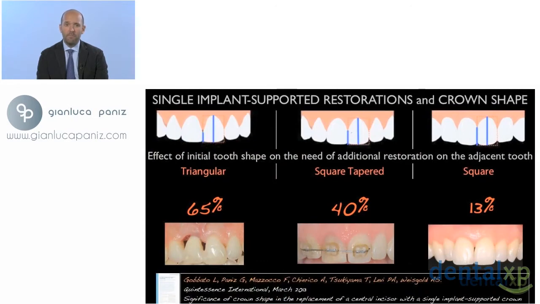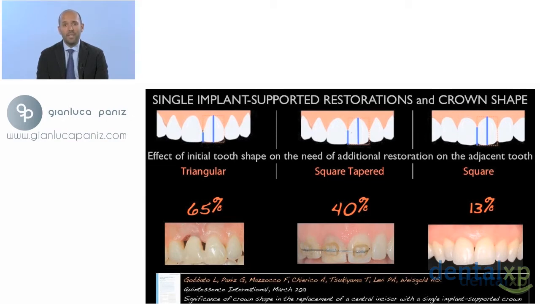And as you can see, we published a few months ago an interesting paper in the Quintessence International journal, in which we analyzed single implant-supported restorations on central incisors in relation to the crown shape of the existing dentition. And what we noticed is that if we are treating a central incisor with an implant-supported restoration, our job is much easier if we are dealing with square shaped teeth, as happened in the previous case of Marilena.